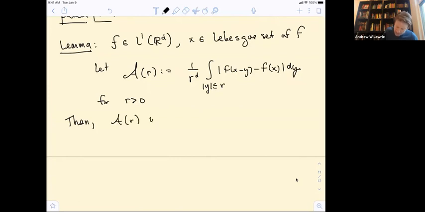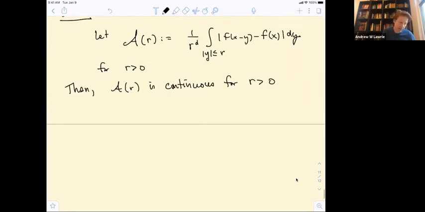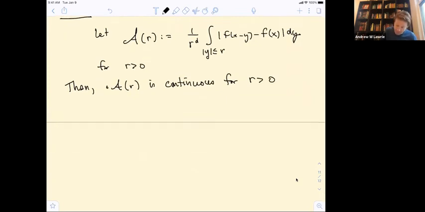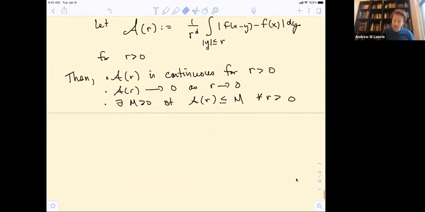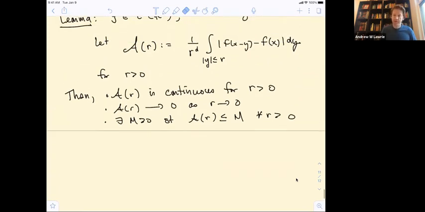script A of r is continuous at all points r bigger than 0. A of r goes to 0 as r goes to 0. And moreover, there exists an M bigger than 0 such that A of r is less than or equal to M. It's uniformly bounded for every r strictly bigger than 0. Okay, so these are the three properties we're after for such functions. And this is going to be the main ingredient in the proof of the theorem.